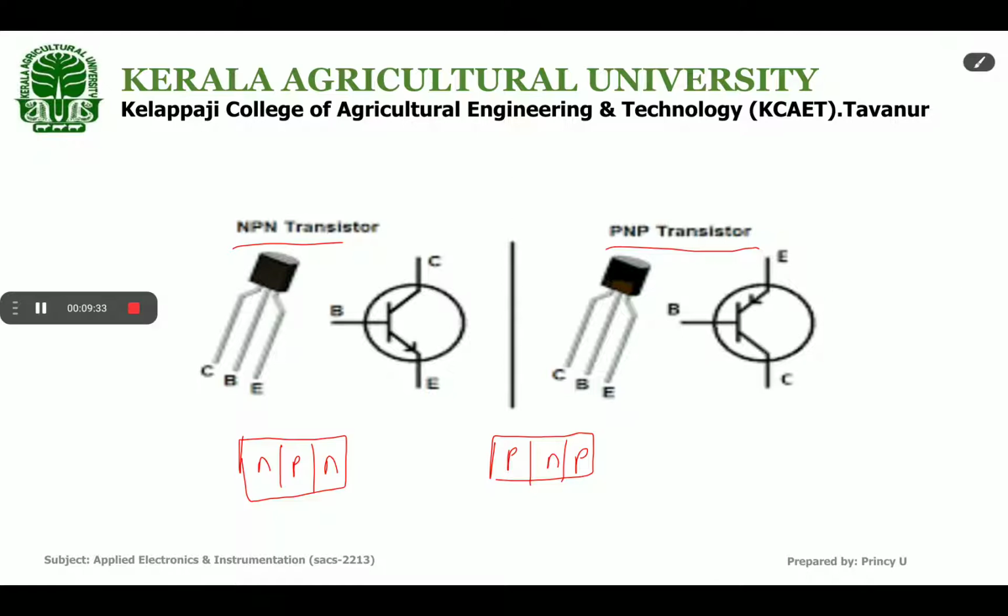And the symbol is like this. For an NPN transistor, always remember the arrow mark is to the outside, the direction is outward. Okay, so the middle one is base, denoted as B, and the terminal with the arrow mark outside is called the emitter, and the next terminal is collector. So always remember, for an NPN transistor the symbol has the arrow mark pointing to the outside of the transistor.